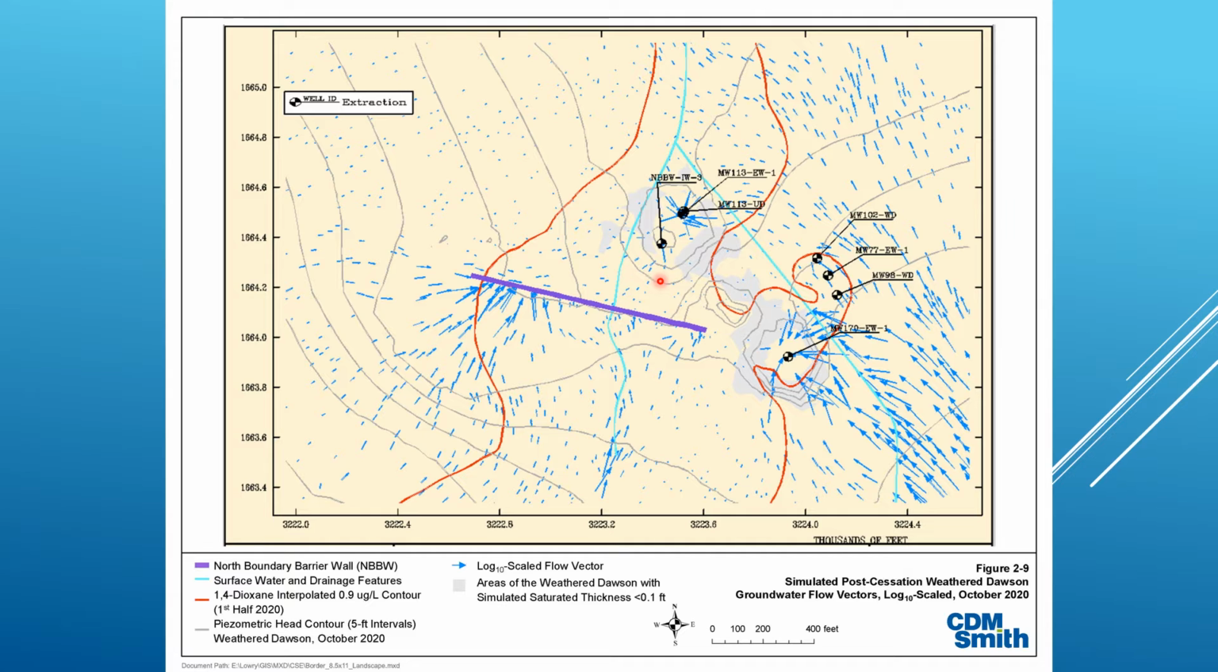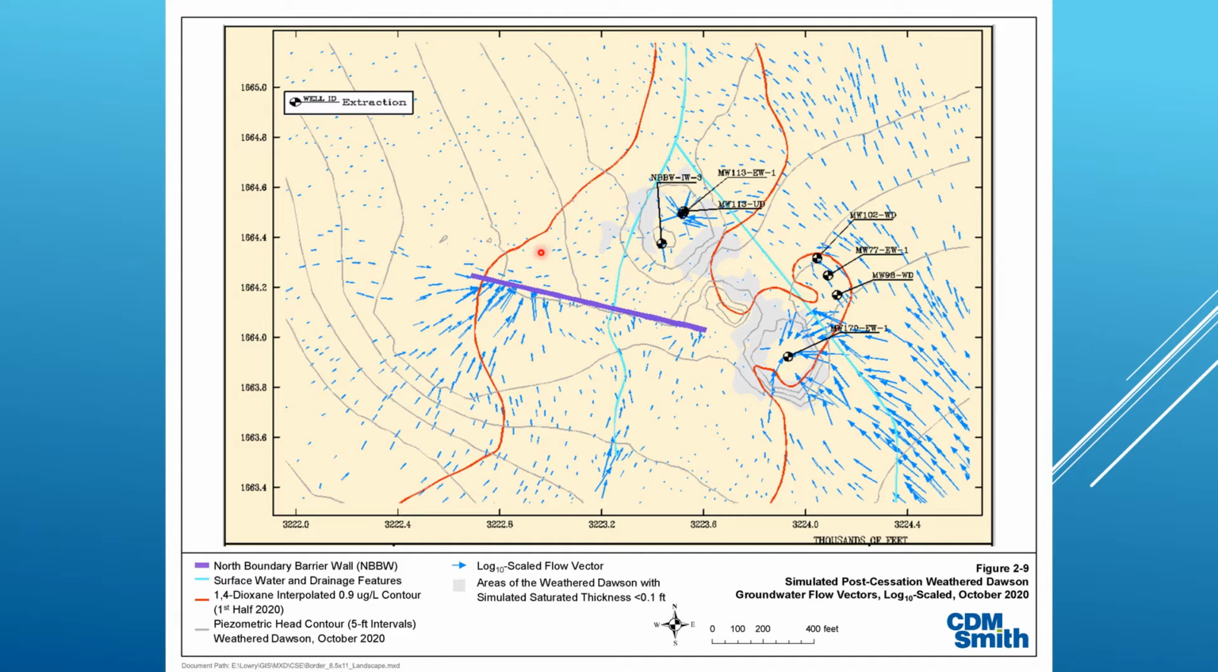As can be seen on this figure, groundwater flow converges, that is, it flows towards the north boundary barrier wall and extraction well MW 170 EW1 from the south, from the west, and from the east. All of the arrows within the width of the 1,4-dioxane plume, which is defined by these red lines, are directed toward the north boundary barrier wall or extraction well MW 170 EW1.